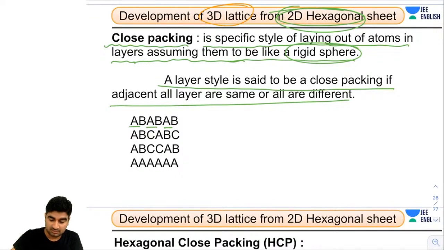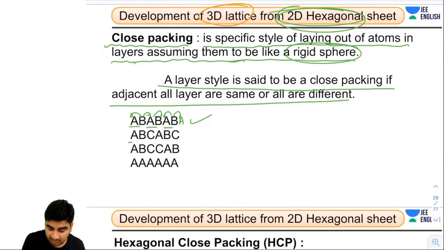Is AB AB close packing? Yes, guys, this is close packing. Why? Because there is an A atom on both sides of B, and every time it would be like this. So every time, if there is symmetry, it means it is close packing.